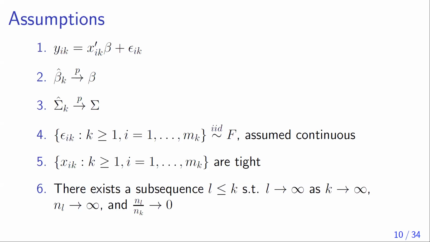The final assumption is that there exists a subsequence L that's less than K, such that L goes to infinity, K goes to infinity, and N_L over N_K goes to 0. This is attempting to get at the fact that certain pieces of our estimates don't necessarily follow these assumptions, but if the number of observations that don't follow them is small compared to the total number of observations, then we can effectively throw out those observations. As long as that is small compared to our K observations in our K periods, we're good to go.